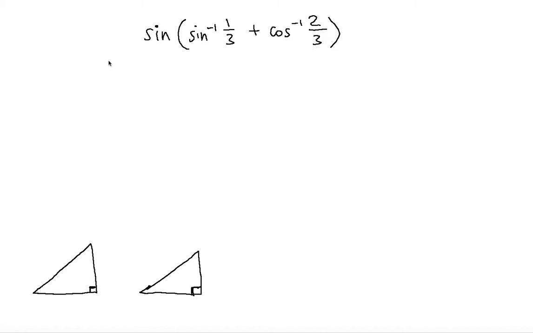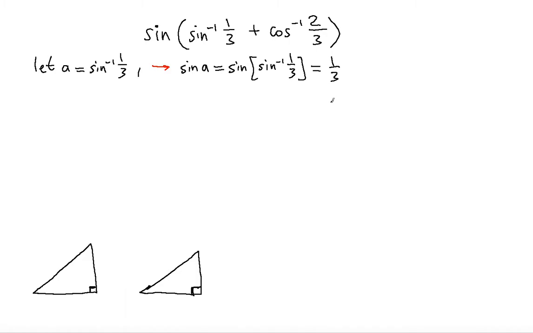So the first thing I would do, I would let A be equal to arc sine of 1/3. Okay, that's the first substitution. Which means that if that is true, then the sine of A, as a result, you're going to take the sine of both sides, which is going to be itself, the original input. So that's going to be 1/3.